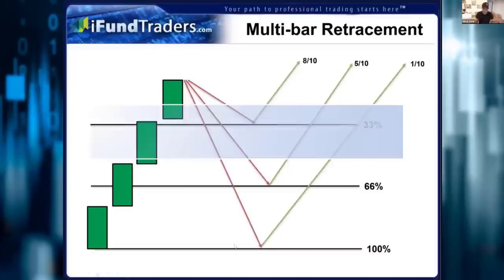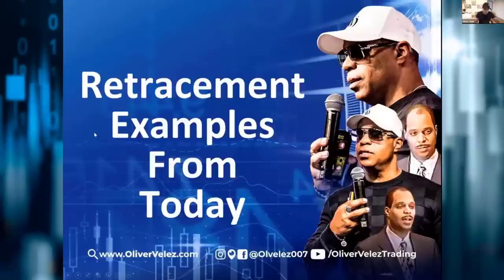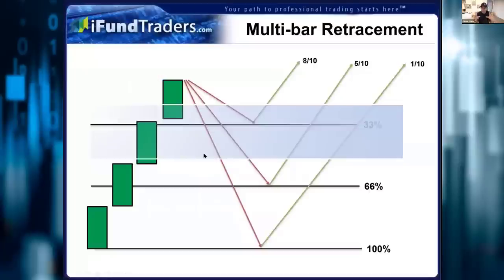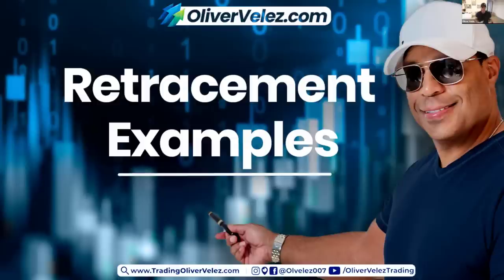The pullbacks that hang in the area of that sweet spot and turn in that sweet spot have the best odds. We want the best odds. We want to play the pullbacks that turn back to the upside in the best odds zone. Okay. Now let's take a look at some examples.